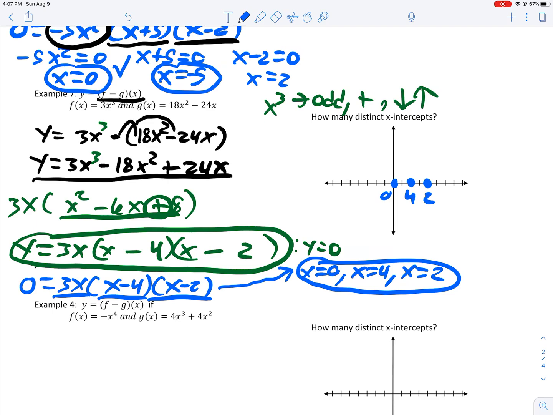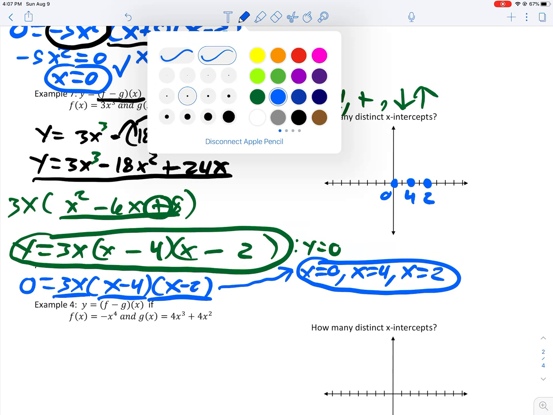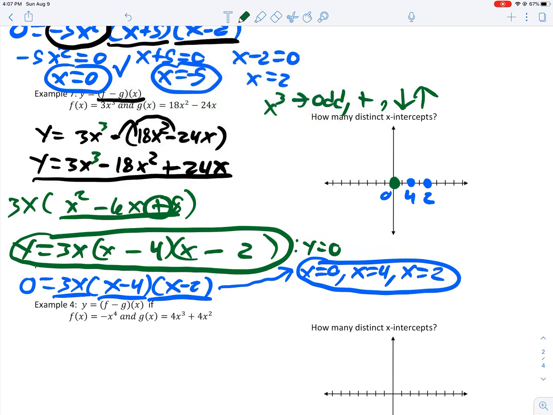Okay, good news is the y-intercept is already found because we have 0 as the x-intercept. So remember, if x is 0, y is also 0. Right? If you have the origin, it's an x-intercept and a y-intercept. It's both. And I have the end behavior, so I have everything I need.